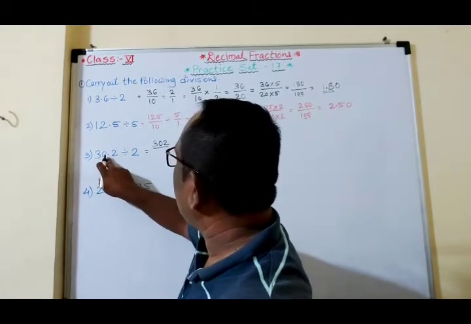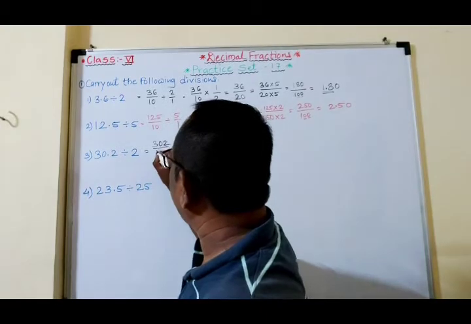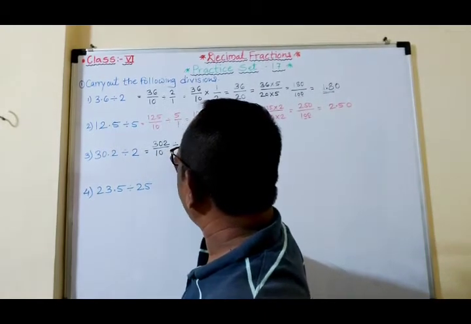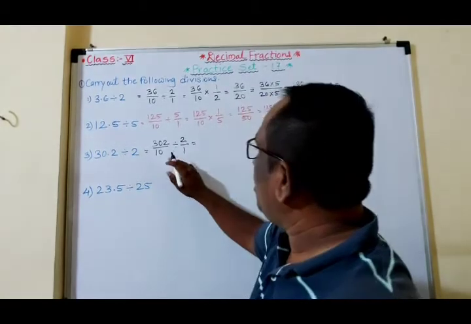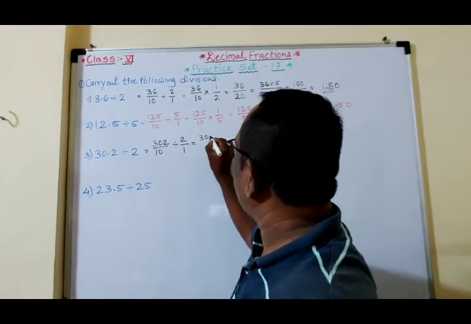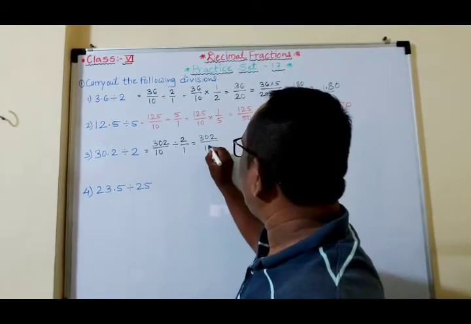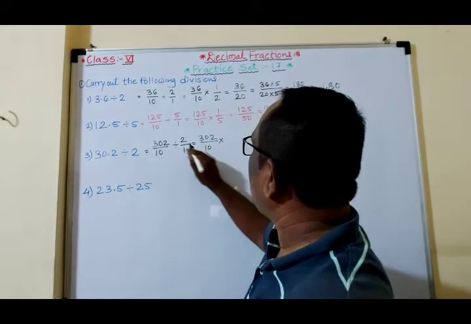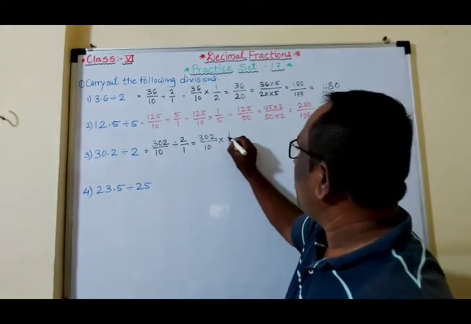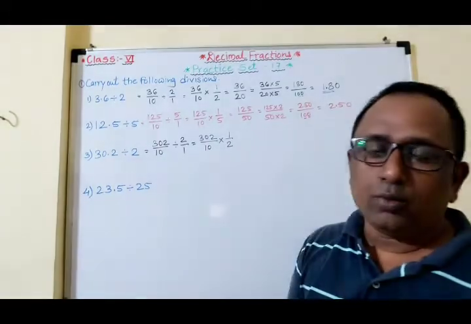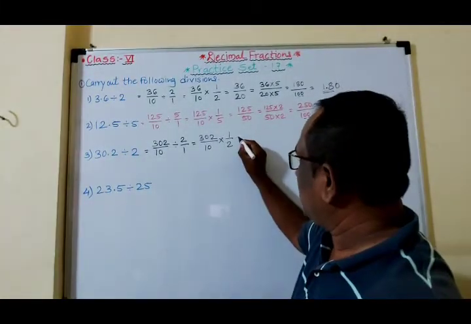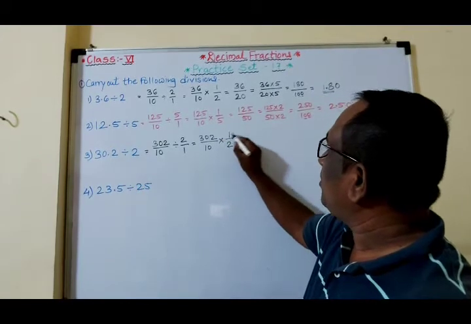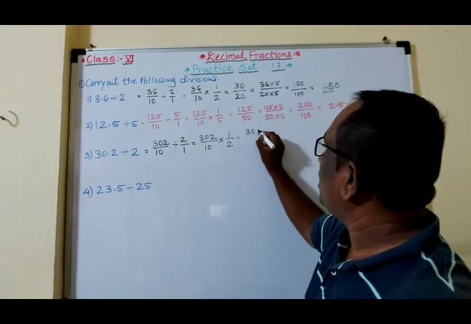Here after the decimal point there is 1 digit, so the denominator is 10. 2 divided by 1 is equal to, now again write 302 upon 10. Now we have to write the reciprocal of 2 upon 1, that is 1 upon 2. Reciprocal, I told you before also, the multiplicative inverse we have to write. Okay, now 302 multiplied by 1, that is 302.